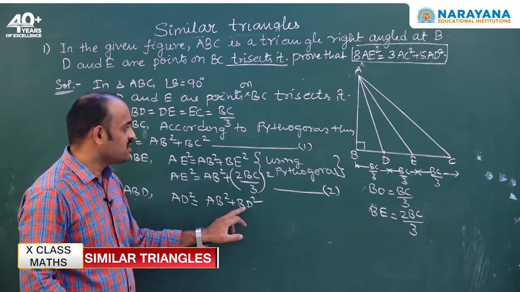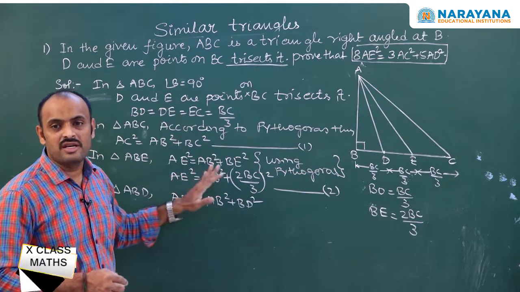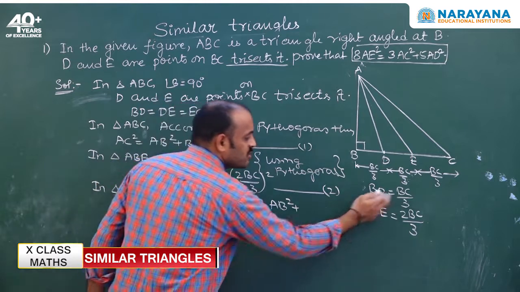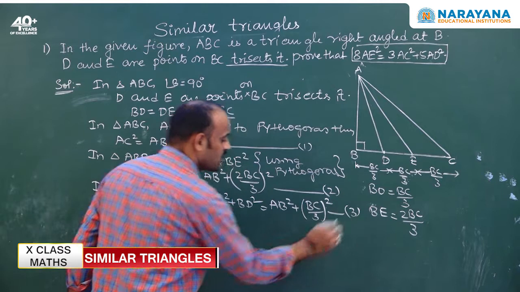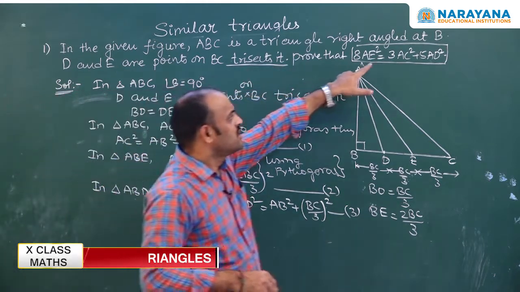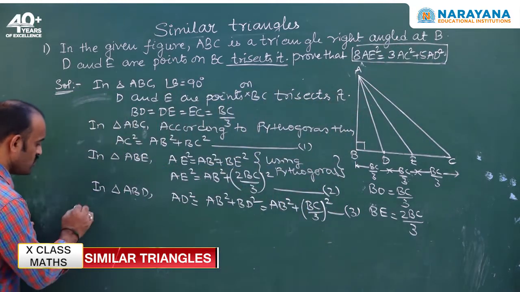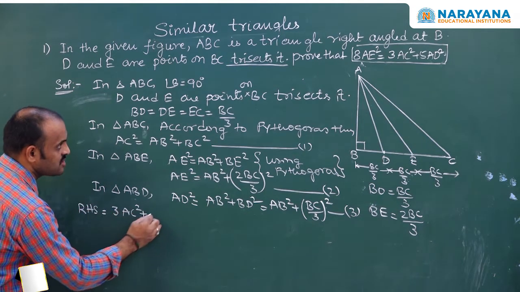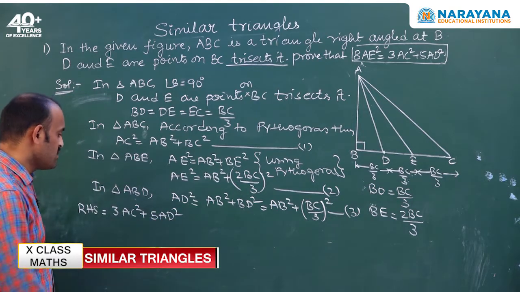But we know that BD is nothing but BC by 3. We are writing everything in terms of AB, BC, CA. Therefore, AB square plus BD is nothing but BC by 3 whole square. This is the third one. So, making use of all these 3, we are going to prove this. Now, I am taking the right hand side. So, what is RHS here? 3AC square plus 5AD square.